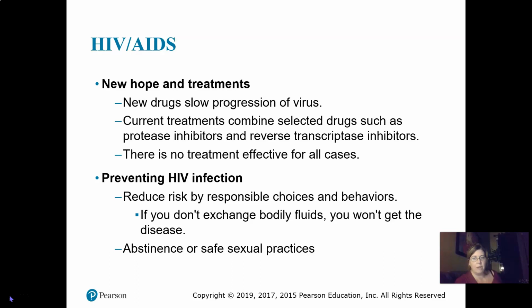Our best course of action is prevention. And we need to reduce our risk by making responsible choices and behaviors. And if you don't exchange bodily fluids, you're not going to get the disease. Abstinence or safe sexual practices are really the best bet.